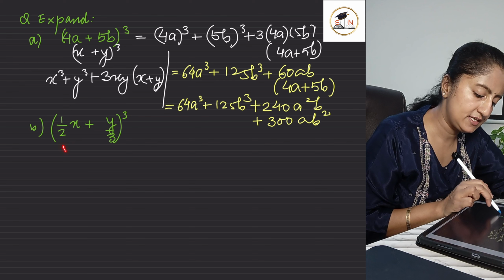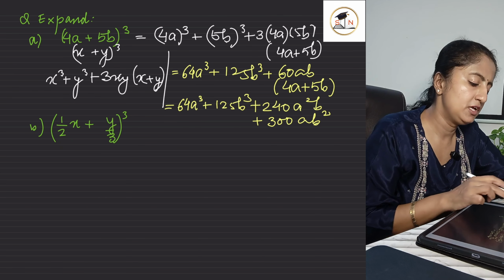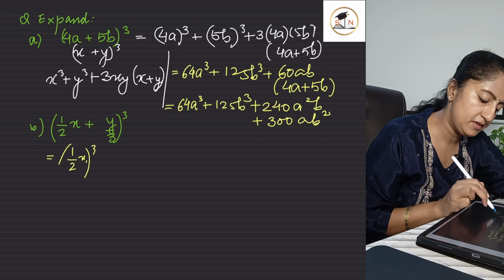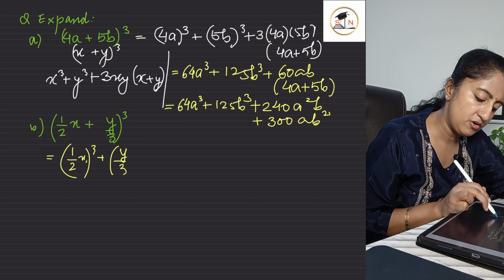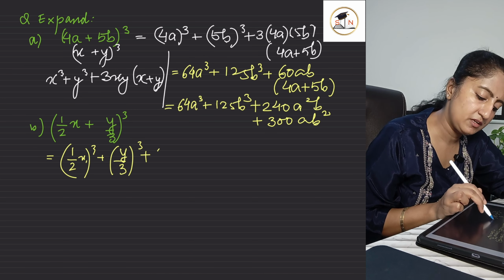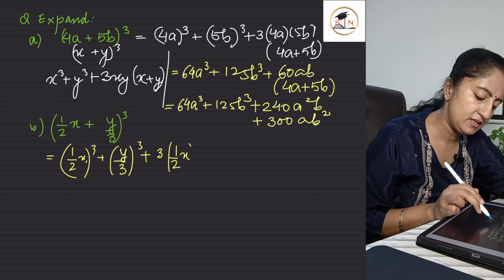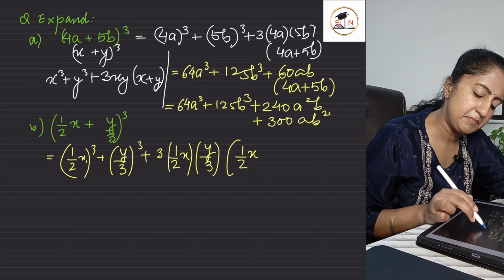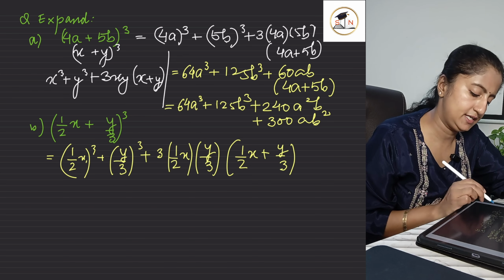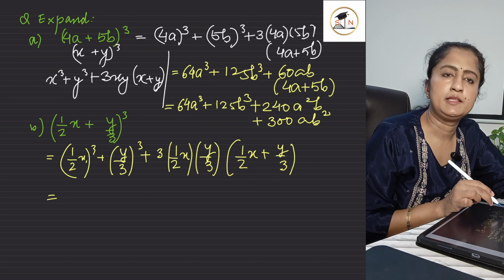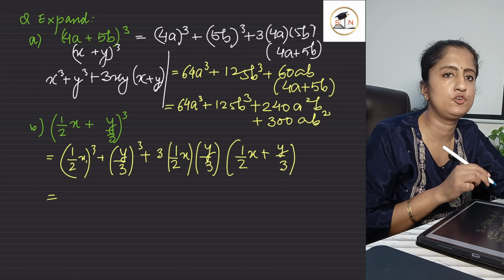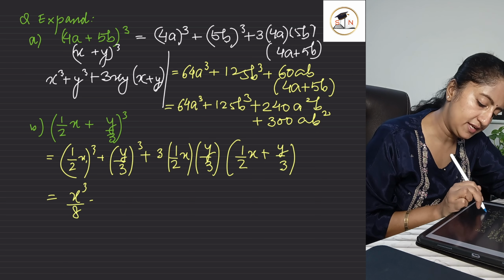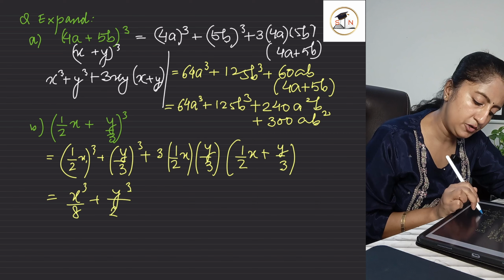It says (x/2 + y/3) whole cube. So we will expand it, and that gives us (x/2) whole cube plus (y/3) whole cube plus 3 into x/2 into y/3 bracket x/2 plus y/3, right? Now (x/2) whole cube, that means we have to do cube of x and also cube of 2 in the denominator. So that gives us x cube over 8, and similarly y cube over 27.